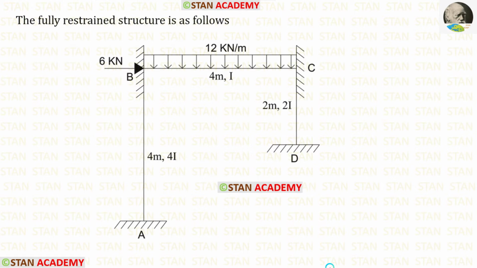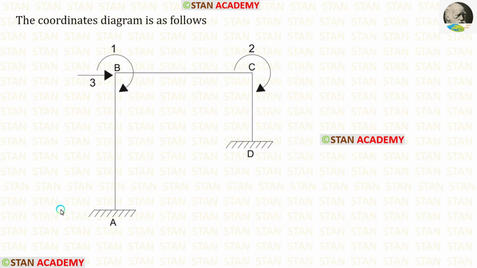Now let us make the fully restrained structure. For that, we have to give fixed supports in the points B and C. Now let us make the coordinates diagram. Let us keep the first coordinate in the joint B because in the joint B we have the slope. Let us keep the second coordinate in the joint C because in the joint C also we have the slope. The third coordinate is the sway. Since the sway occurs towards the right side, let us keep the coordinate also towards the right side.